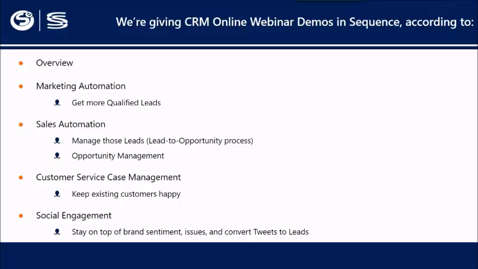And then after you win new customers, obviously you want to keep them happy. So customer service case management, we keep track of any particular issues that we might be having with customers. And finally, our 5th session is going to be social engagement with Microsoft Social Engagement and staying on top of brand sentiment, taking care of any issues that might be out there before they become public relations problems, and occasionally, and hopefully optimistically, looking to convert some of those tweets or posts into actual leads in your CRM system.